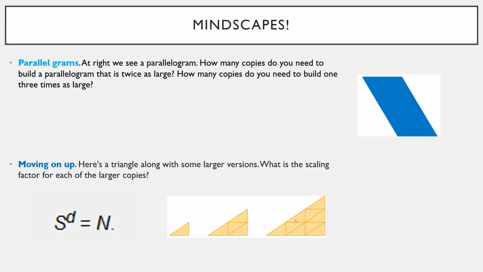This one over here, 1, 2, 3, 4, 5, 6, 7, 8, there's 9 triangles. So what is the scaling factor here of a two-dimensional object to need 9 triangles? Well, this would have to be 3 squared. So this one has a scaling factor of 3.